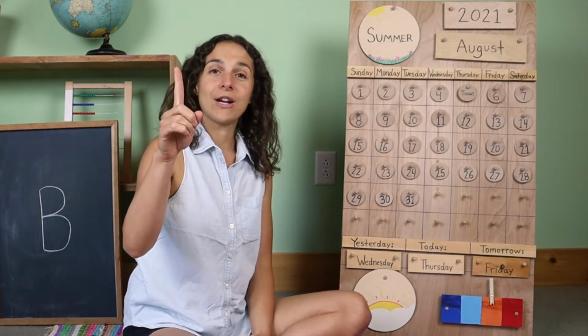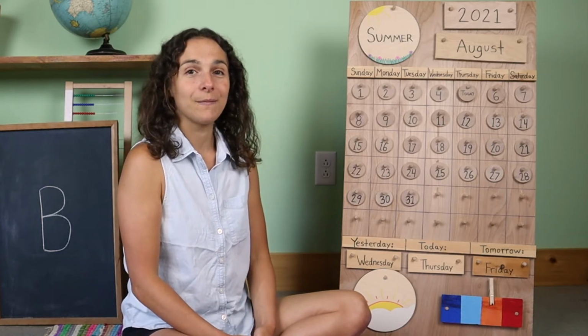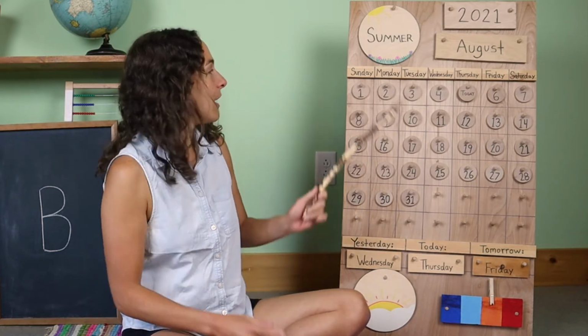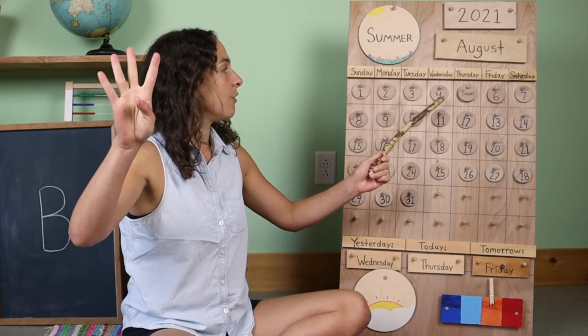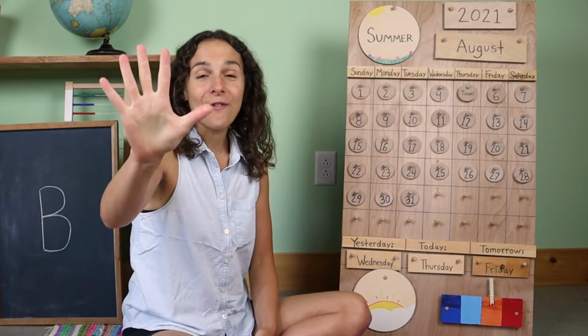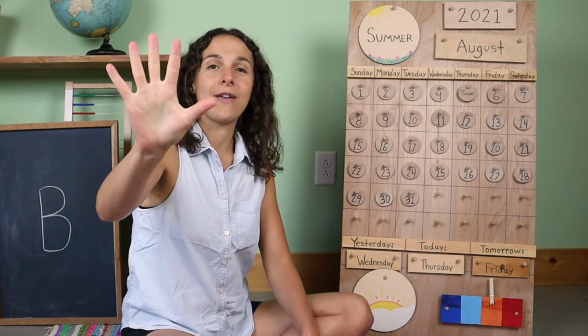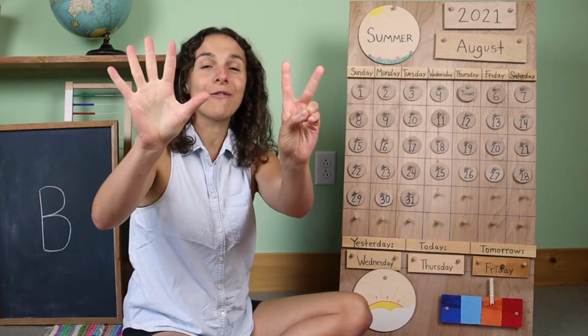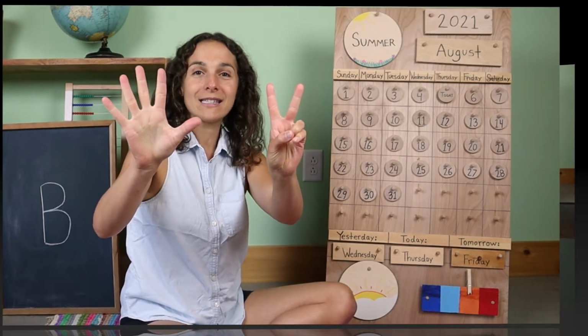Let's use our counting fingers and see how many days we've had in the month of August so far. Will you count with me? 1, 2, 3, 4, 5. We have had 5 days so far in the month of August. So keep your 5 fingers up, but add 2 more fingers like this to make 7. Now we're ready to sing the Days of the Week song.